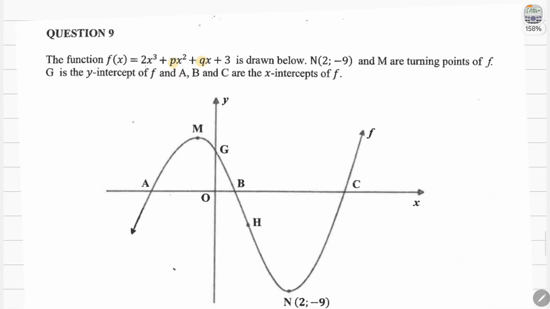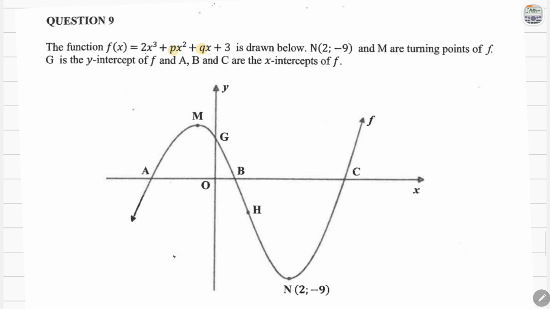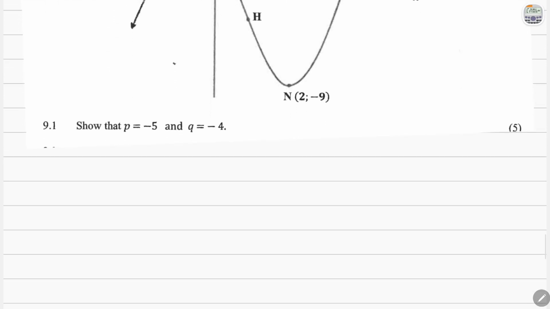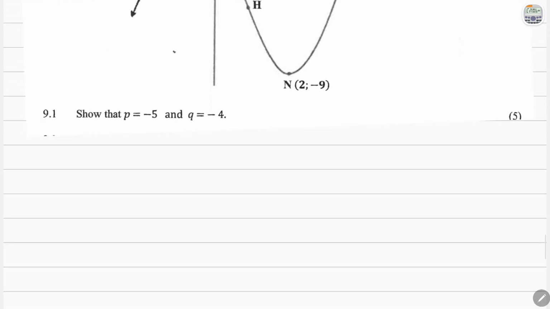So we have two missing variables. When you have two missing variables, you usually need 2 points to find them, or at least 2 pieces of information. So here's the thing. If we look at the graph, you see that the only point we are given is N. But N is not an ordinary point. N is a turning point. So this means that you can use it twice. You can use it in 2 ways.